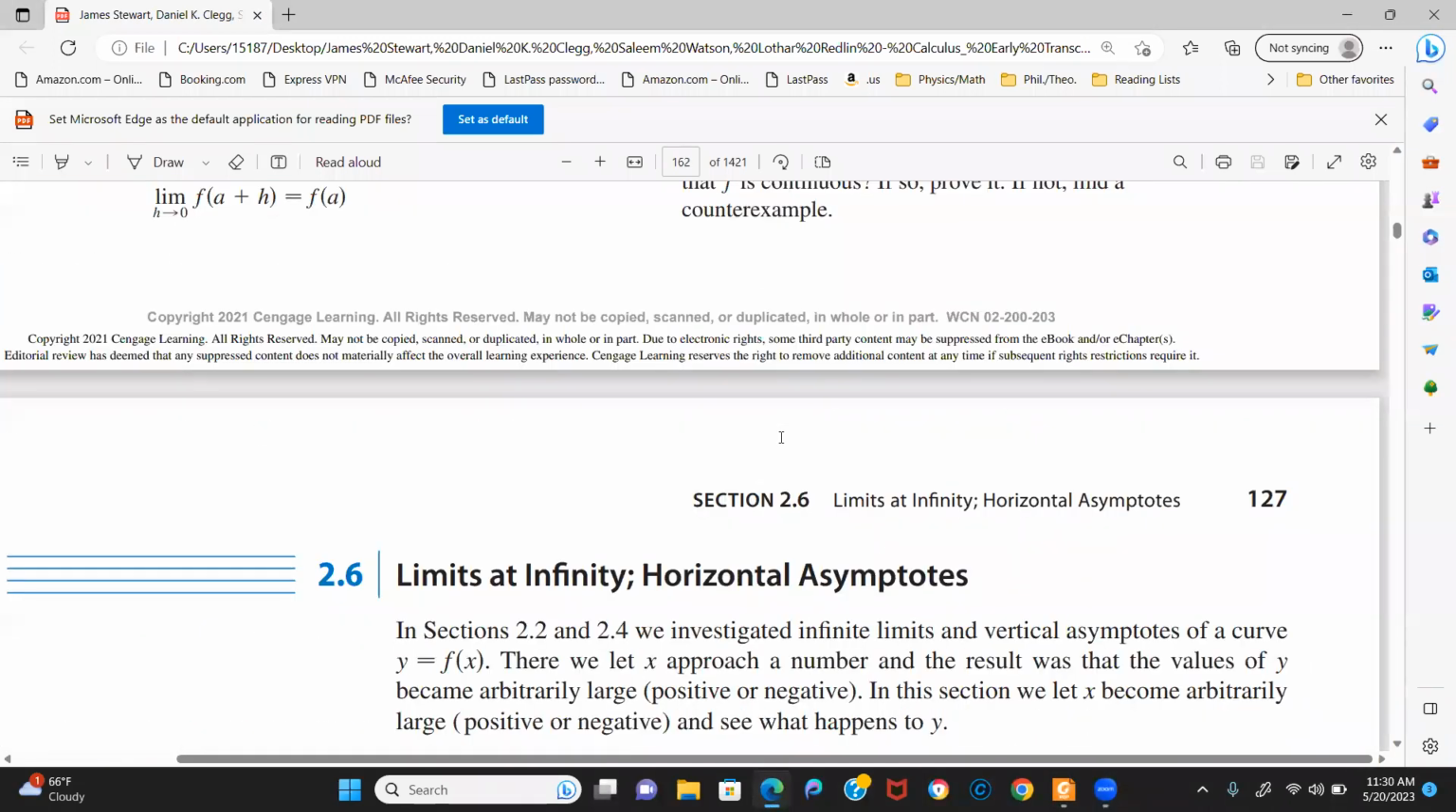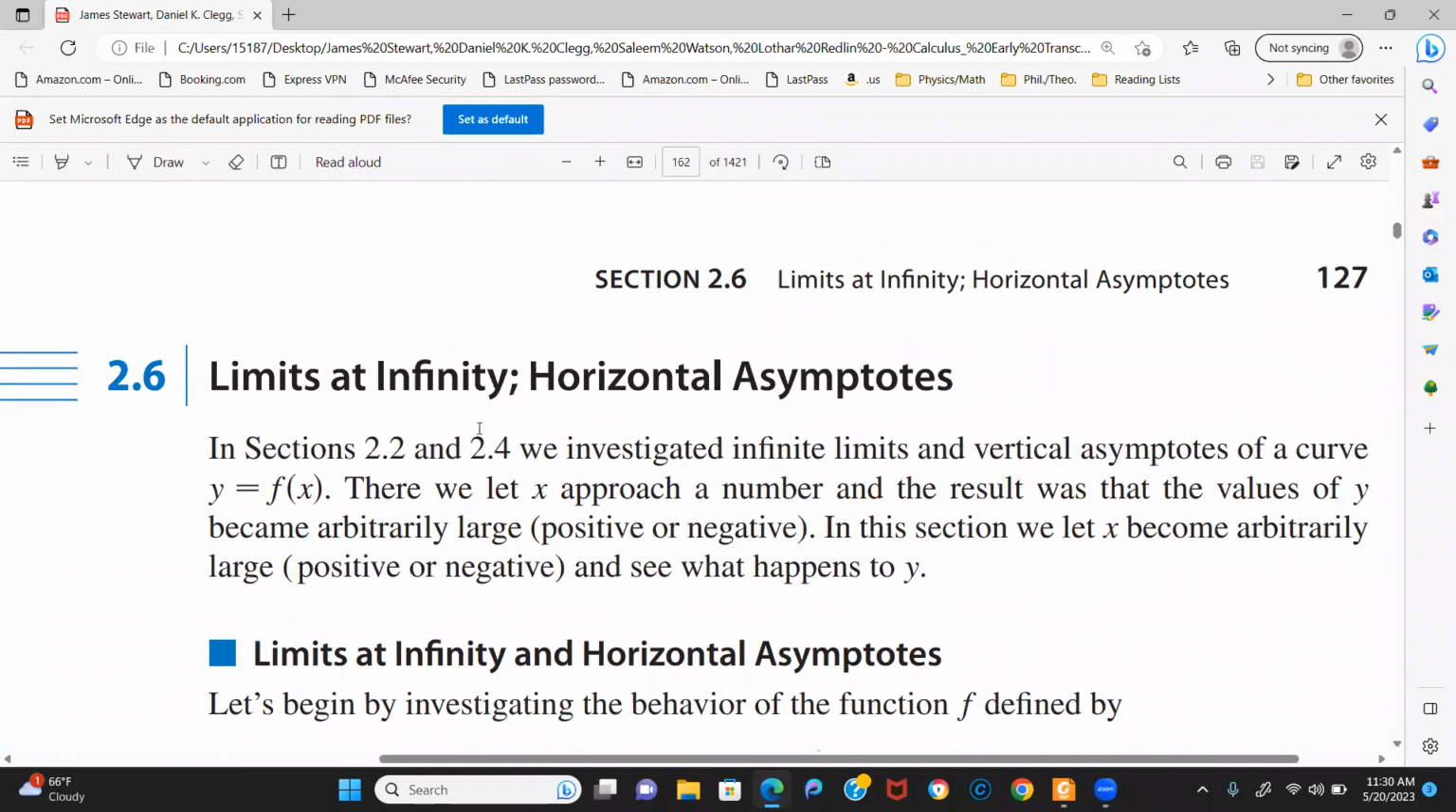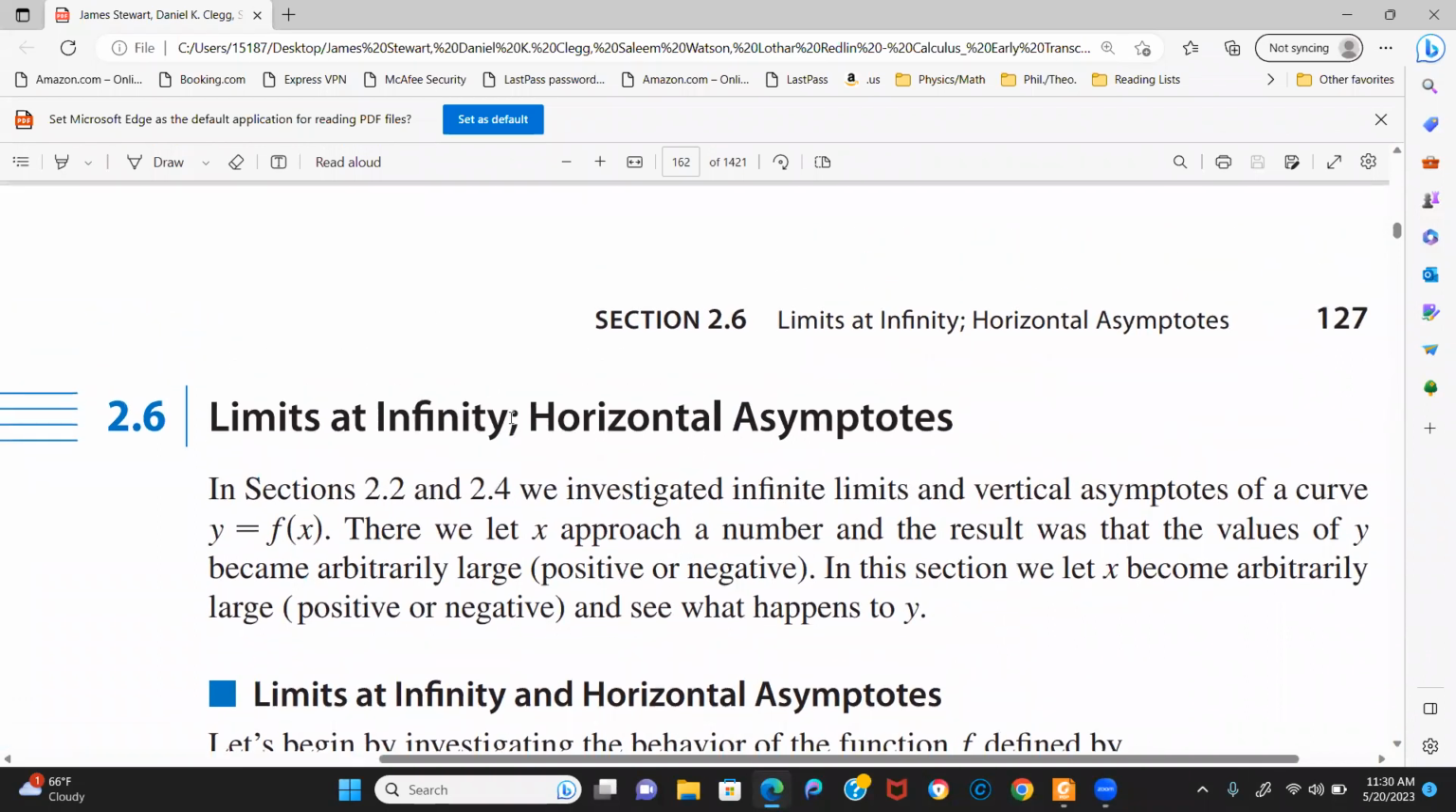So as I said, this is horizontal asymptotes. And before we can talk about horizontal asymptotes, we need to talk about limits at infinity. So a couple sections back, we introduced limits. We talked about them from an intuitive standpoint. We tried to make sense of what they were intuitively, and then we formalized limits rigorously and mathematically. And we talked about taking limits to some number. So we let x approach some specific finite number, and we saw that the limit of the function.